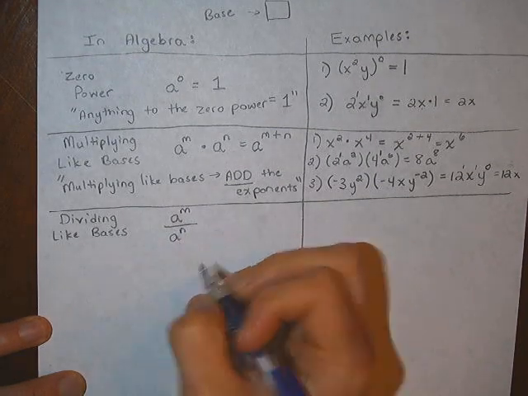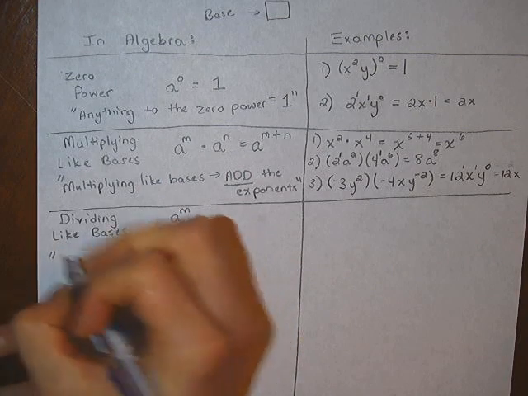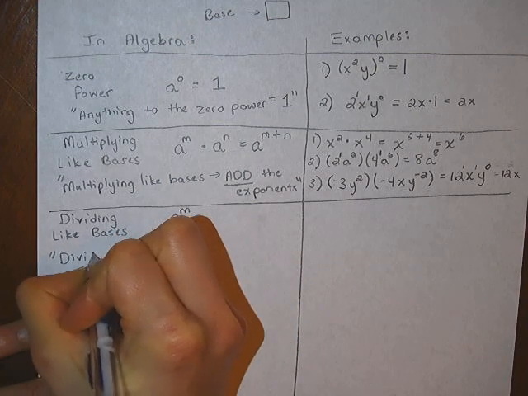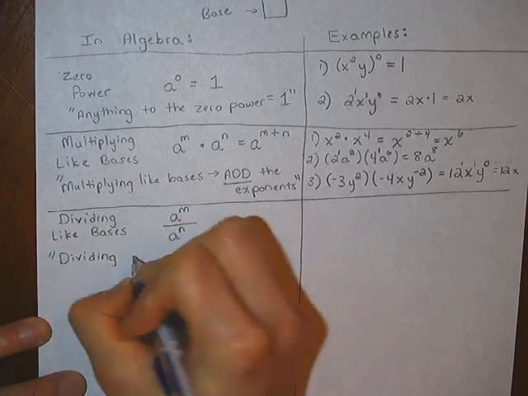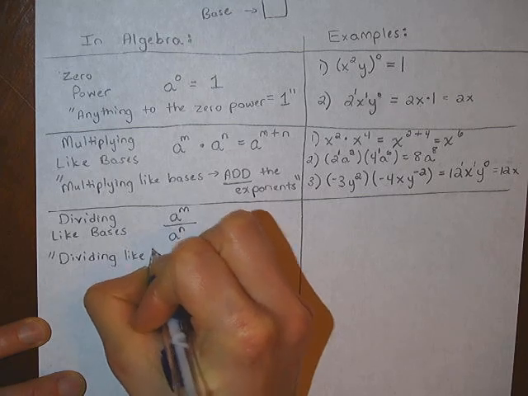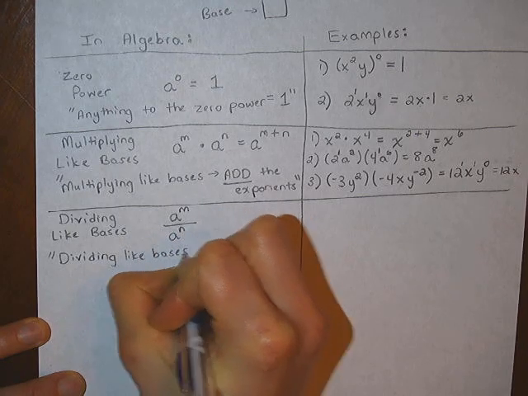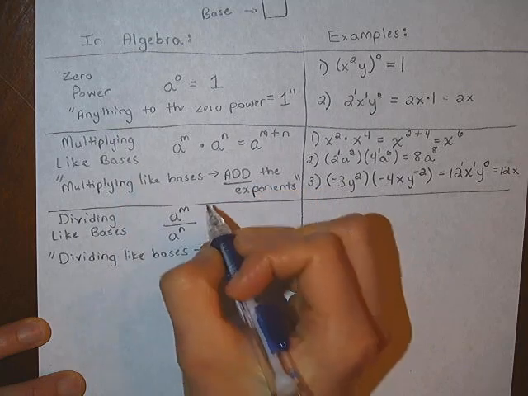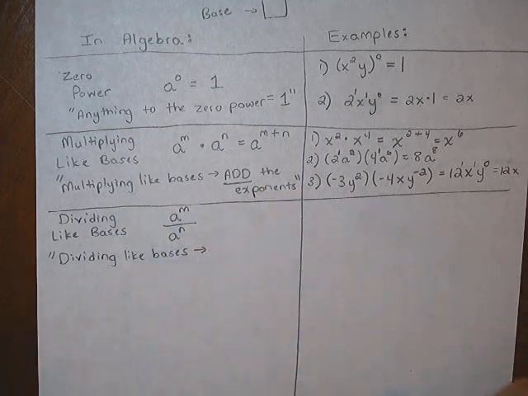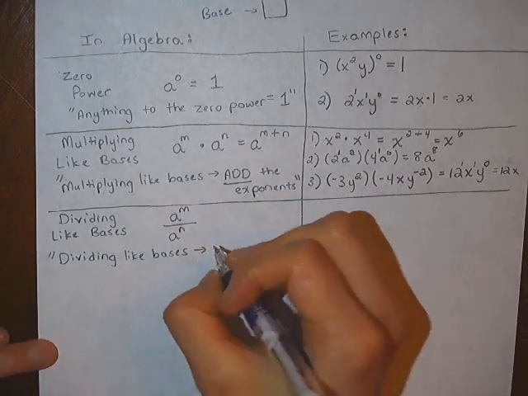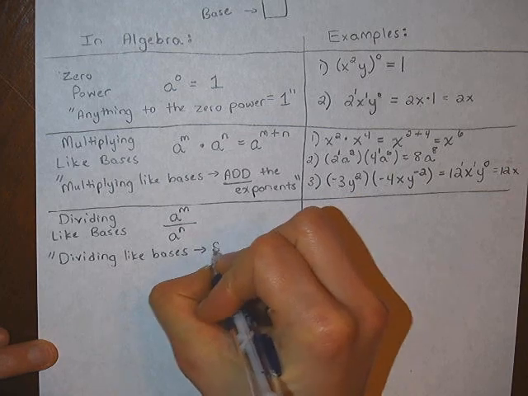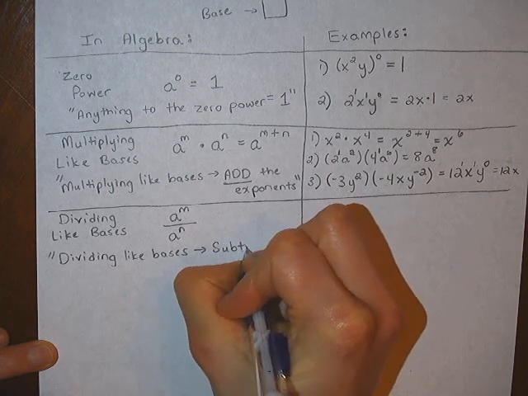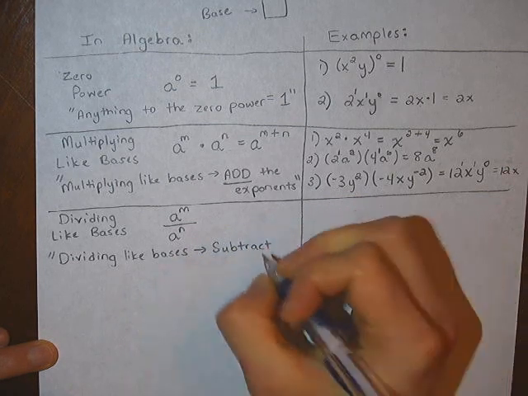So when you are dividing like bases, let's write our description down. When we are dividing like bases, well, what do we do? Well, when we were multiplying like bases, we added. So reasoning through that, when we're dividing like bases, we would actually subtract the exponents.